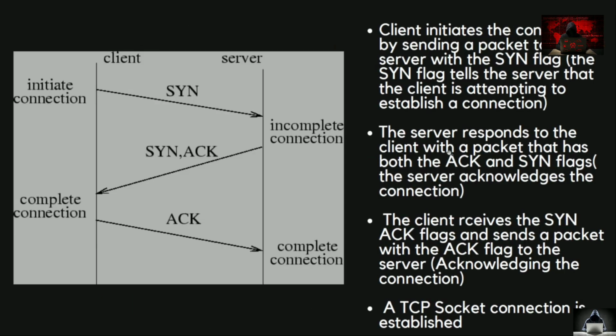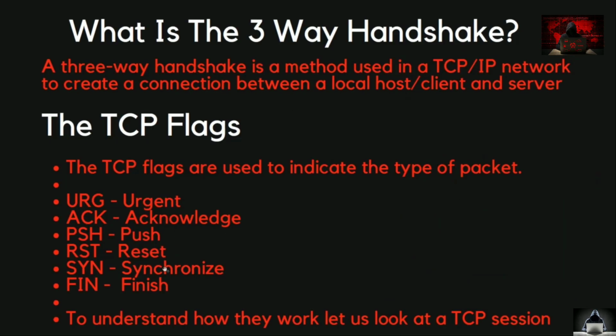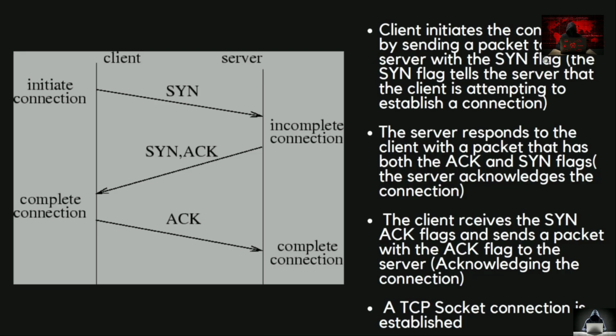Here I have a diagram that is simply explaining the connection between a client and a server. Essentially, the client initiates the connection by sending a packet to the server with the SYN flag. The SYN is the synchronize packet. The SYN flag tells the server that the client is attempting to establish a connection. The purpose of this is to tell the server, hey, I want to establish a connection with you.